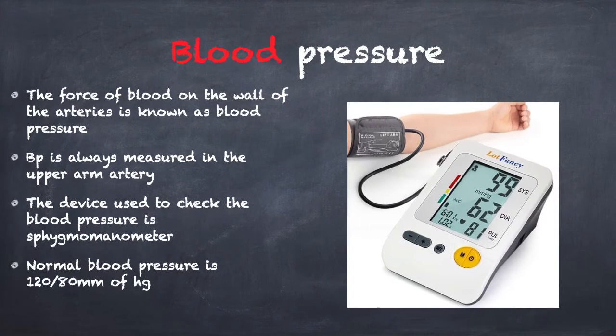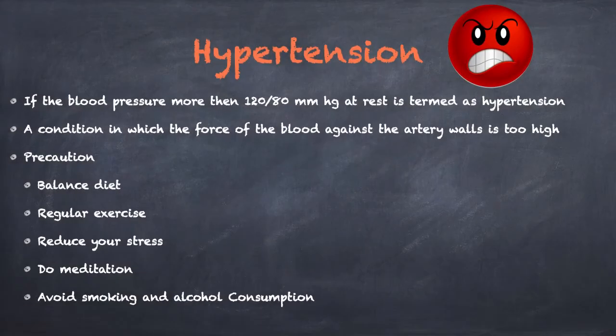Blood pressure. When blood flows in the blood vessels, it exerts a pressure called blood pressure. Blood pressure is measured by an instrument called a sphygmomanometer. The normal blood pressure of a healthy human is 120 by 80 mm of Hg. Blood pressure is not constant. It varies from situation to situation. Blood pressure increases when we climb steps, when we run, and when we exercise.